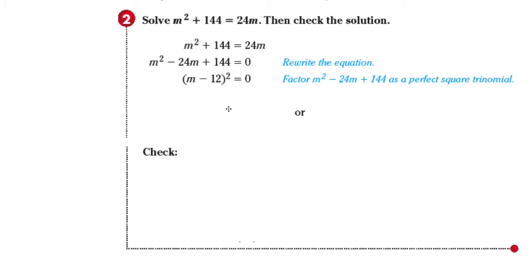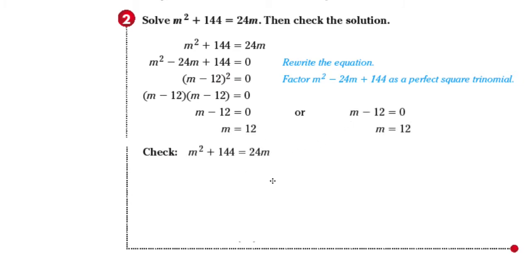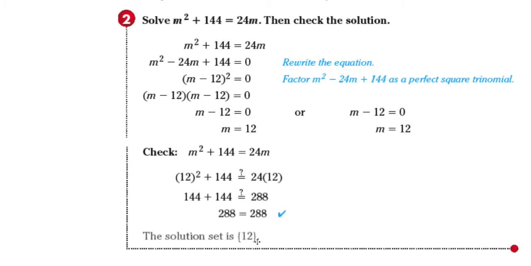So (m minus 12) squared will be the factored form, and the quantity (m minus 12) squared is the same as (m minus 12) times (m minus 12), so equate both to 0. We end up with both answers being 12. If we check our answer, it makes sense. So the solution is 12.